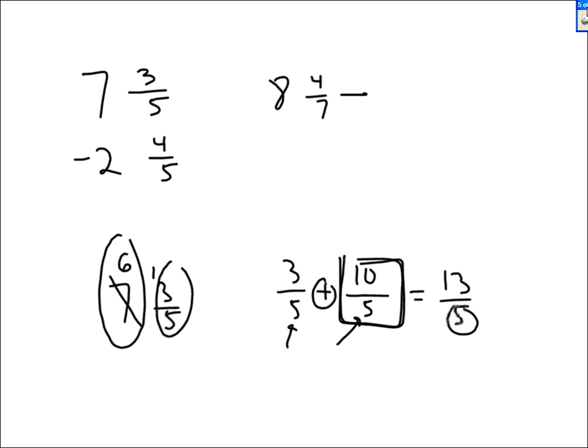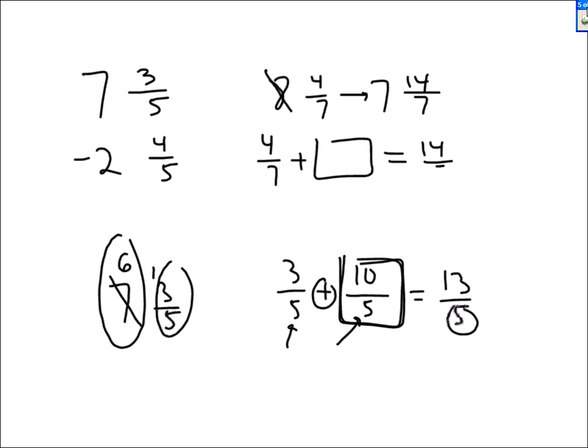If you have 8 4/7 and you want to borrow, and you say, well, I make this 7 and I put that little 1 next to the 4. Hey, is this correct? You have 4/7. What are you adding to it to get 14/7? And the answer is you're adding 10/7. The problem is that's not 1. You borrowed 1 from the 8. You borrowed 1 from the 1's place, but then you didn't add back 1.